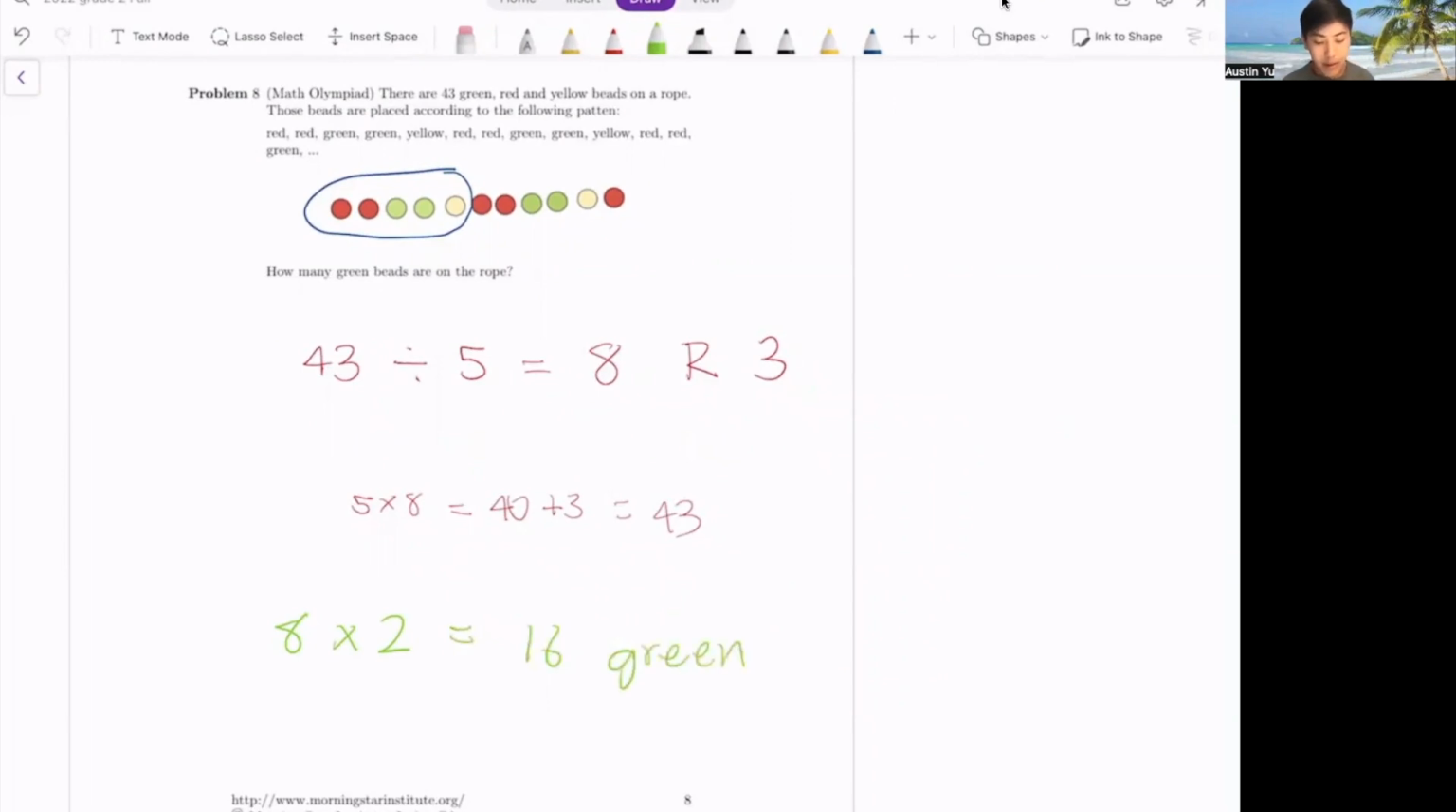And for the remainder 3, we start from the beginning again and count 3: 1, 2, and 3. And as you can see here, once we landed on 3, we have a green bead, so we need to add another green bead to the 16 green that we already have, and this gives us 17 beads in green. And the answer is 17 for problem 8.